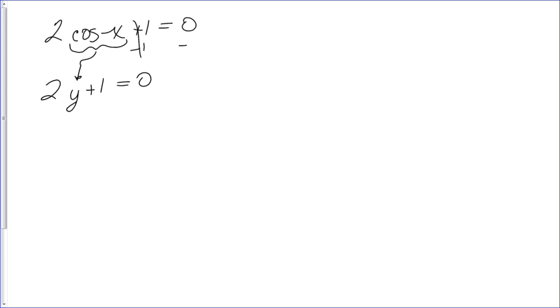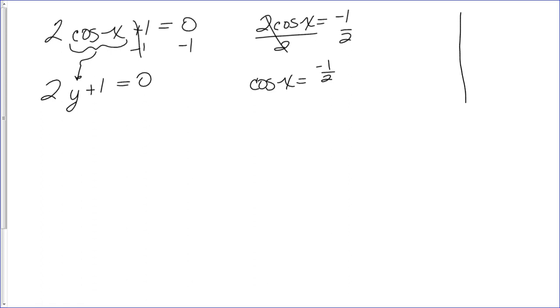Okay, we're going to subtract 1 from both sides. So you have 2 times the cosine of x equals negative 1. And then we're going to divide by 2. So our cosine of x equals negative 1 half. All right. Let's go to ASTC.